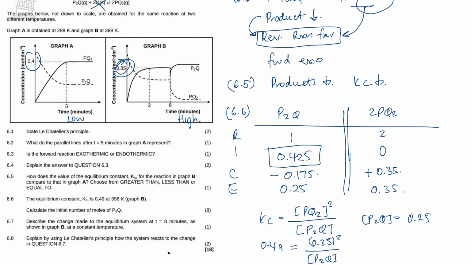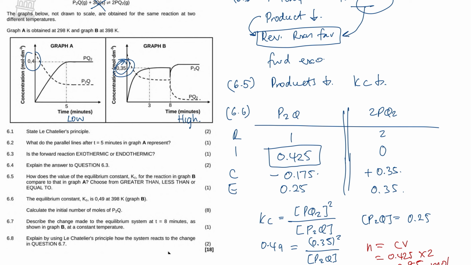If you want the number of moles, you can take the concentration and multiply by the volume, which we know. So the number of moles is going to equal C times V, 0.425 times 2, which is equal to 0.85 moles initially.